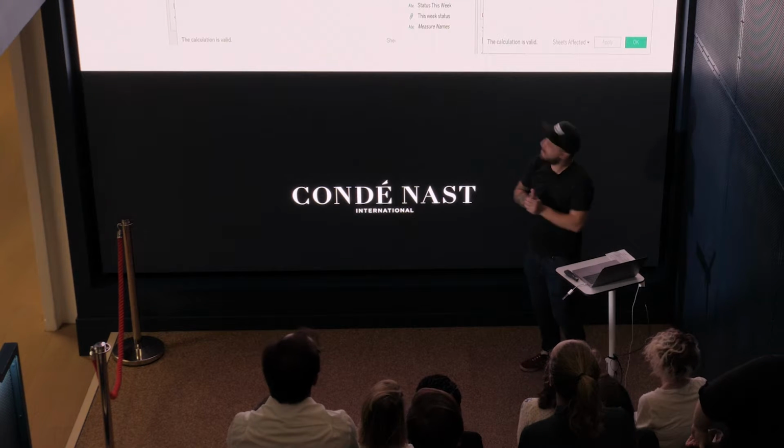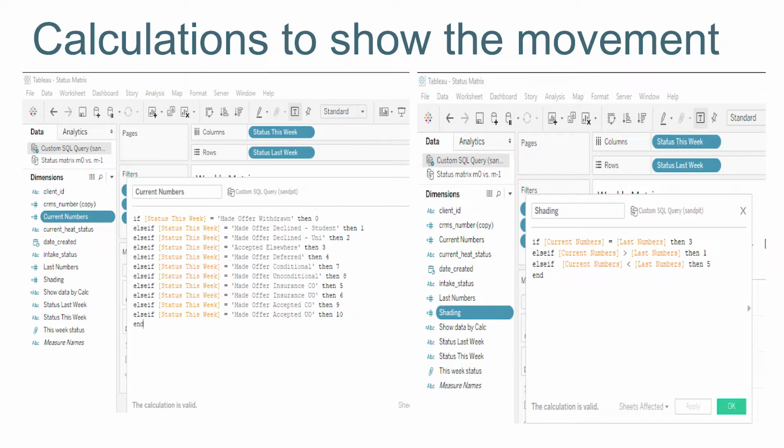Now, here is the calculations bit. The left is the ranking, withdrawn being the worst, and offer accepted and conditional being 10. This enables the right-hand side calculation to work. I must say, with the shading with the numbers, you could have words instead of numbers, but the next slide will show what these mean.